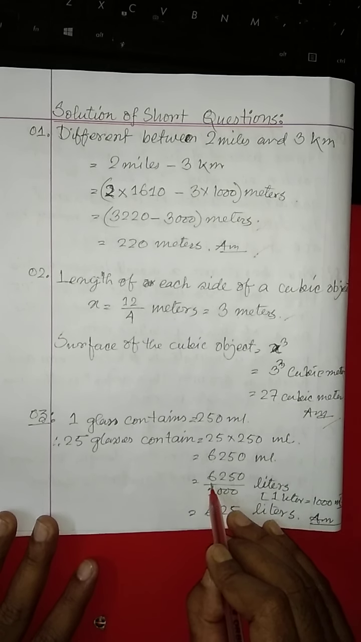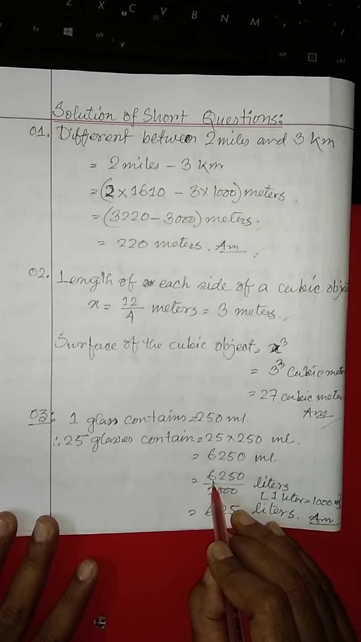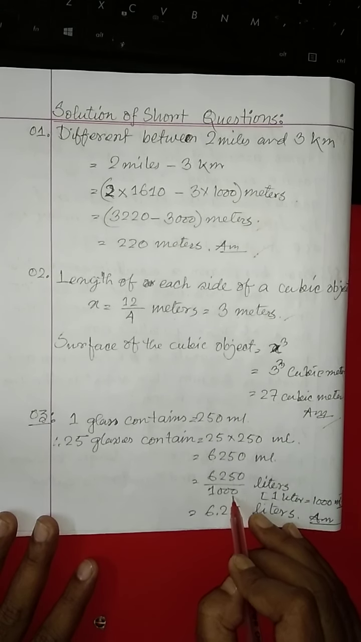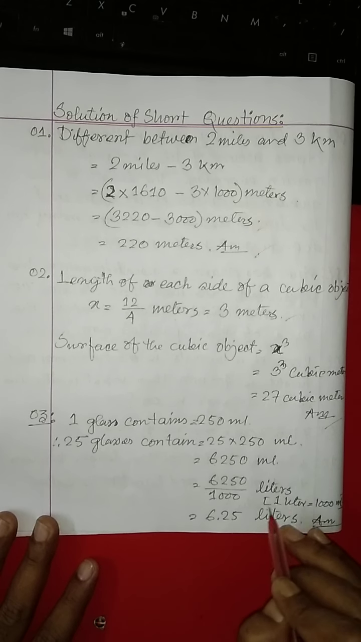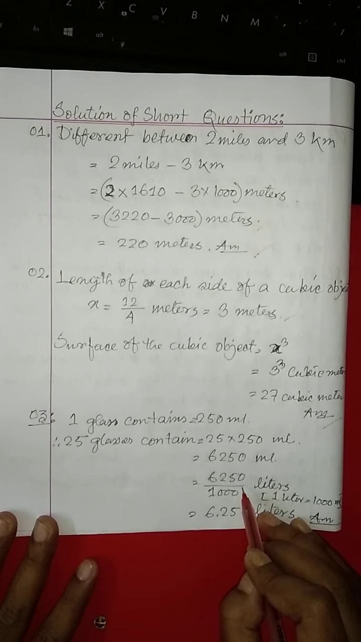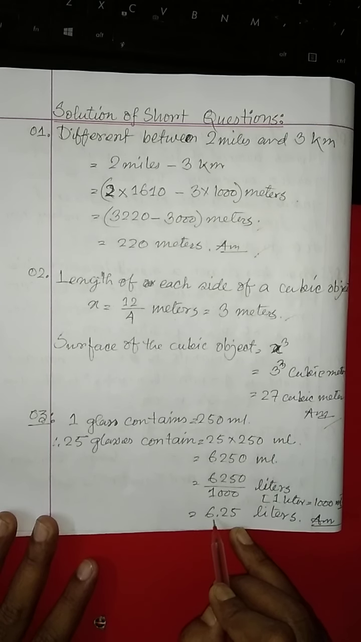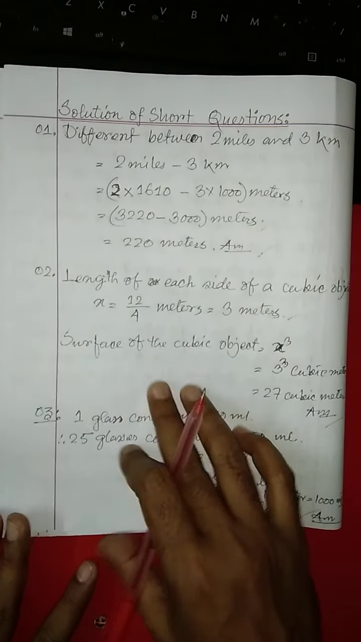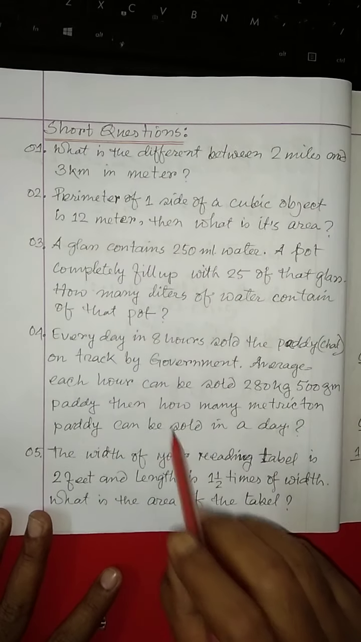and 6,250 milliliter divided by 1000, because 1 liter equals 1000 milliliter. That's why we have to divide it. Then we get 6.25 liters. Okay. And number 4, short question number 4.